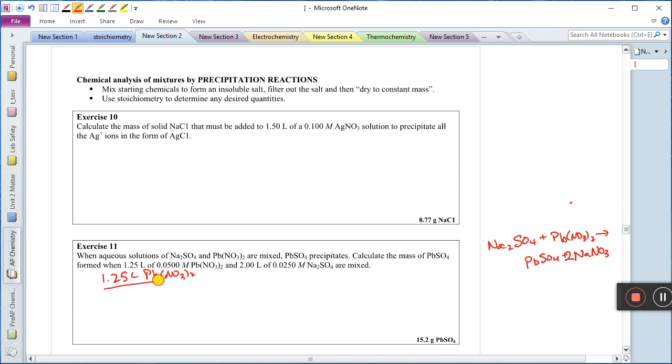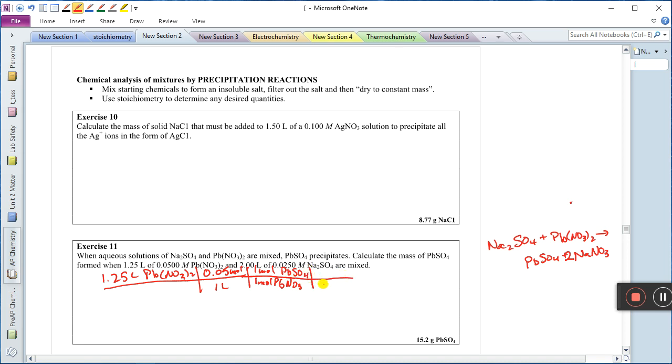PbNO3, 2. And our molarity, where do we put the 0.05? On the top, because it's 0.05 moles in 1 liter, and this is still lead nitrate, which means on the bottom we need 1 mole lead nitrate. Lead sulfate. Yeah. Are we done at moles?